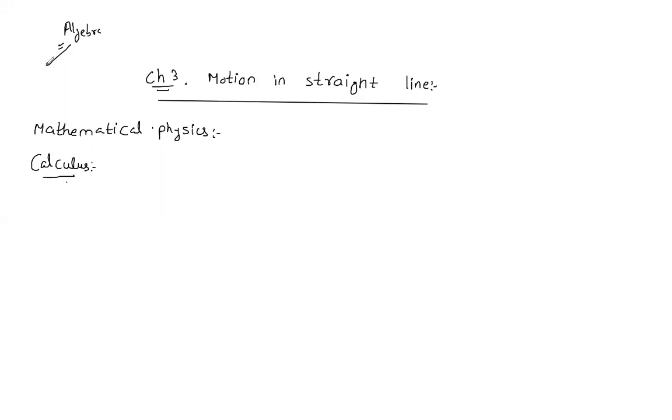Just like algebra, there is one more branch, which is calculus. Algebra is based on 4 operations: addition, subtraction, multiplication, and division. Calculus is based on 2 operations only. One is differentiation, another is integration.